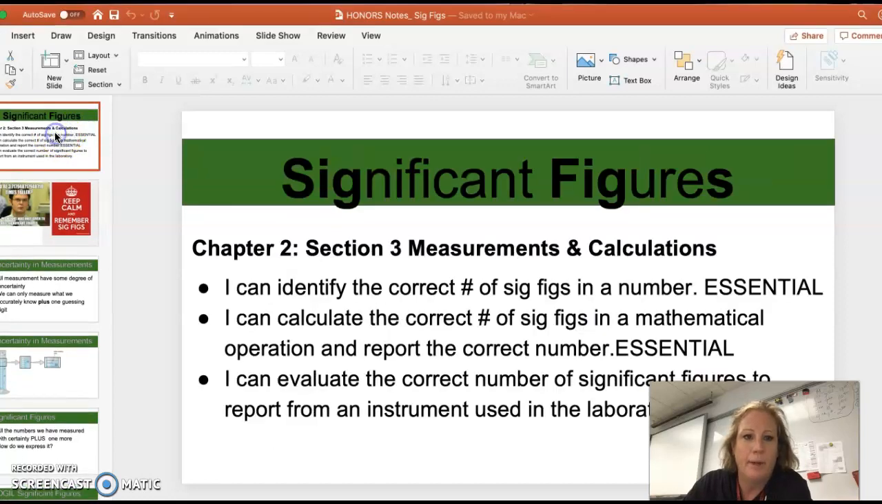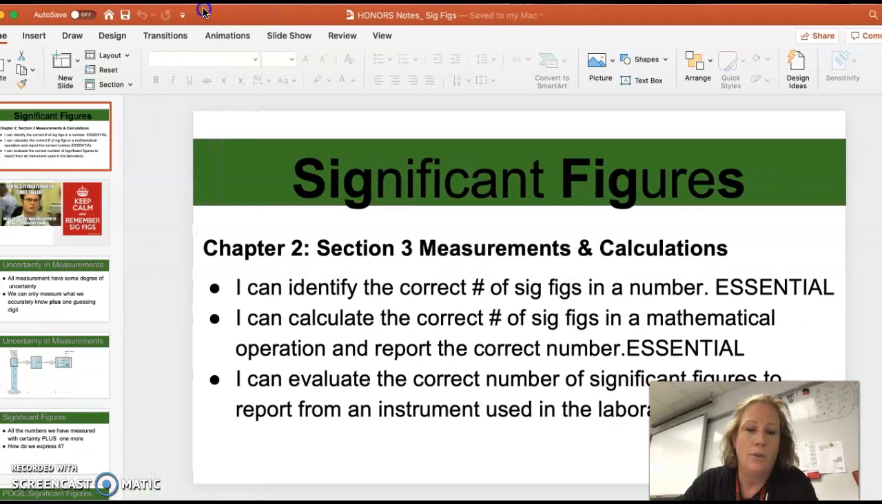This is notes about significant figures. Significant figures are important in science because you need to be able to communicate how certain you are of a measurement, and also if you do calculations, sometimes you'll end up with a number with a whole bunch of decimals, and it's just not reasonable. So these are rules that help you know how to use them in calculations and also in measurements.